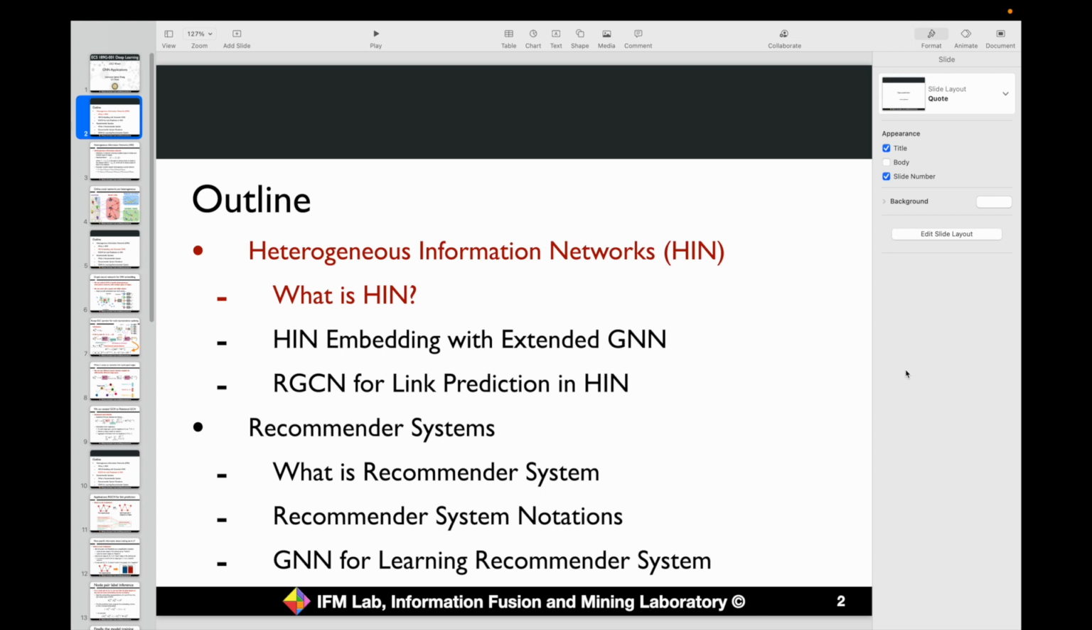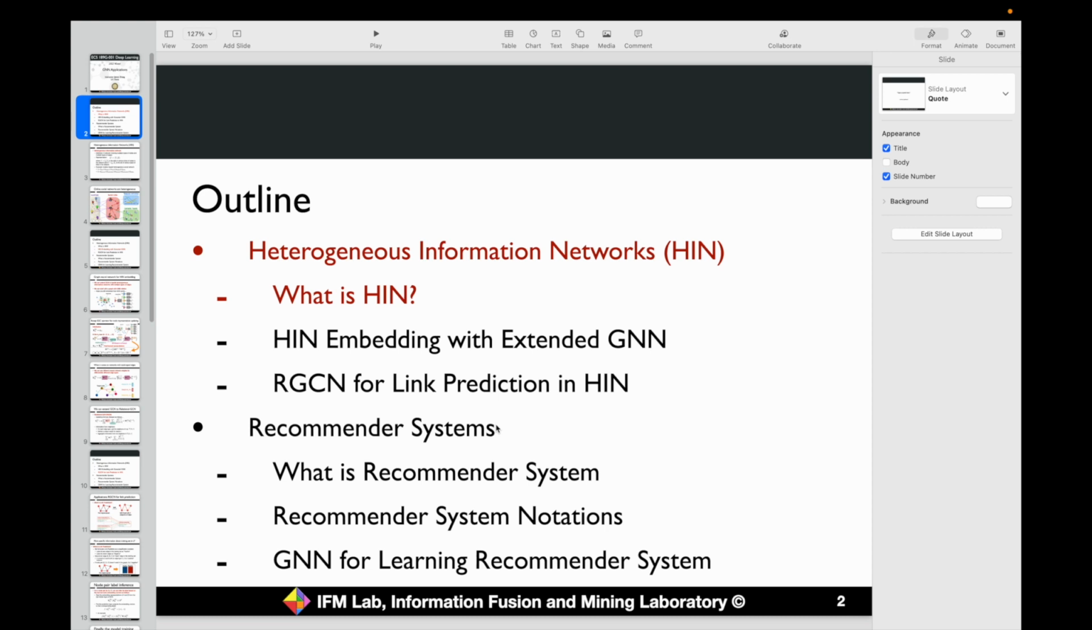So for the heterogeneous information networks, we will discuss what a HIN is, and also how to learn the HIN embeddings with the extended version of the graph neural networks we discussed before. And we will also discuss how to use the relational GCN model for the link prediction task within the HIN network settings. And for the recommender system, the second topic, we will discuss what a recommender system is and why we study these systems in today's talk.